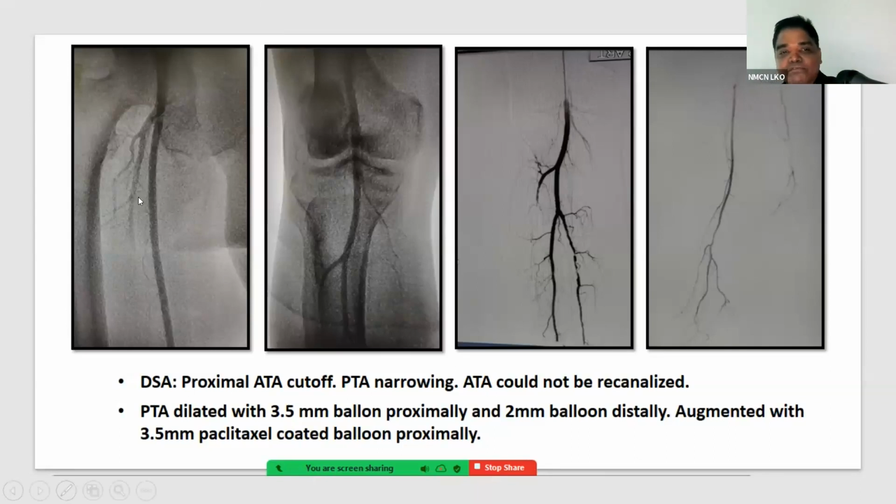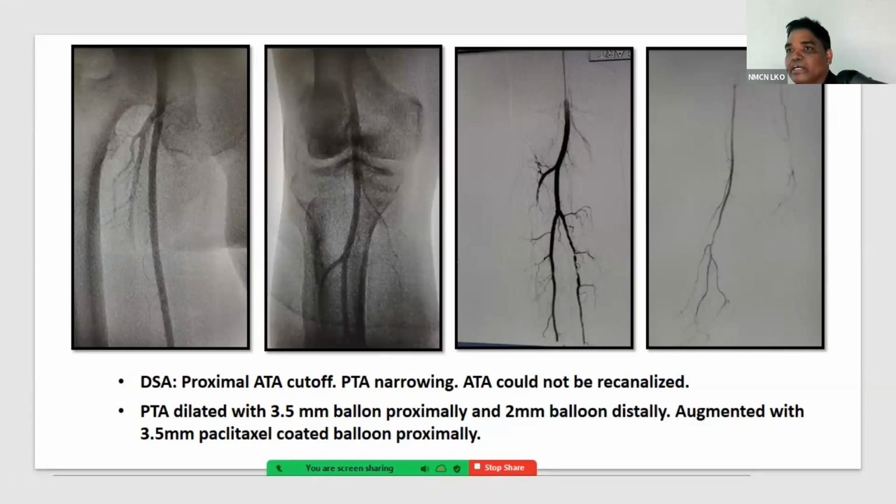And you can see that the femoral artery is normal, the popliteal arteries are normal, but when you see the leg arteries below the knee, you can see that there's a complete cutoff of the anterior tibial artery, and there are multifocal narrowings in the posterior tibial artery. We attempted to recanalize the anterior tibial artery, but it was not possible. So then we had to do a recanalization of the posterior tibial artery. We planned that we should at least recanalize the posterior tibial artery so that we can get some kind of collateral flow to the foot.